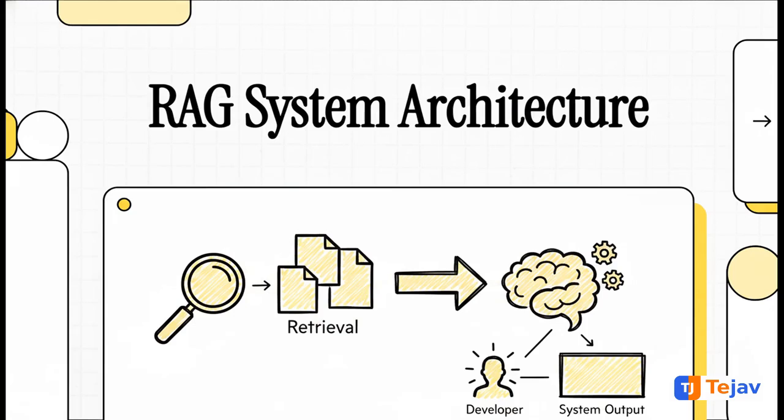All right, let's talk about something that's absolutely fundamental if you're building modern AI applications, RAG, or Retrieval Augmented Generation. For any developer working with LLMs, really getting a handle on this architecture is a total game changer. So let's jump right in.